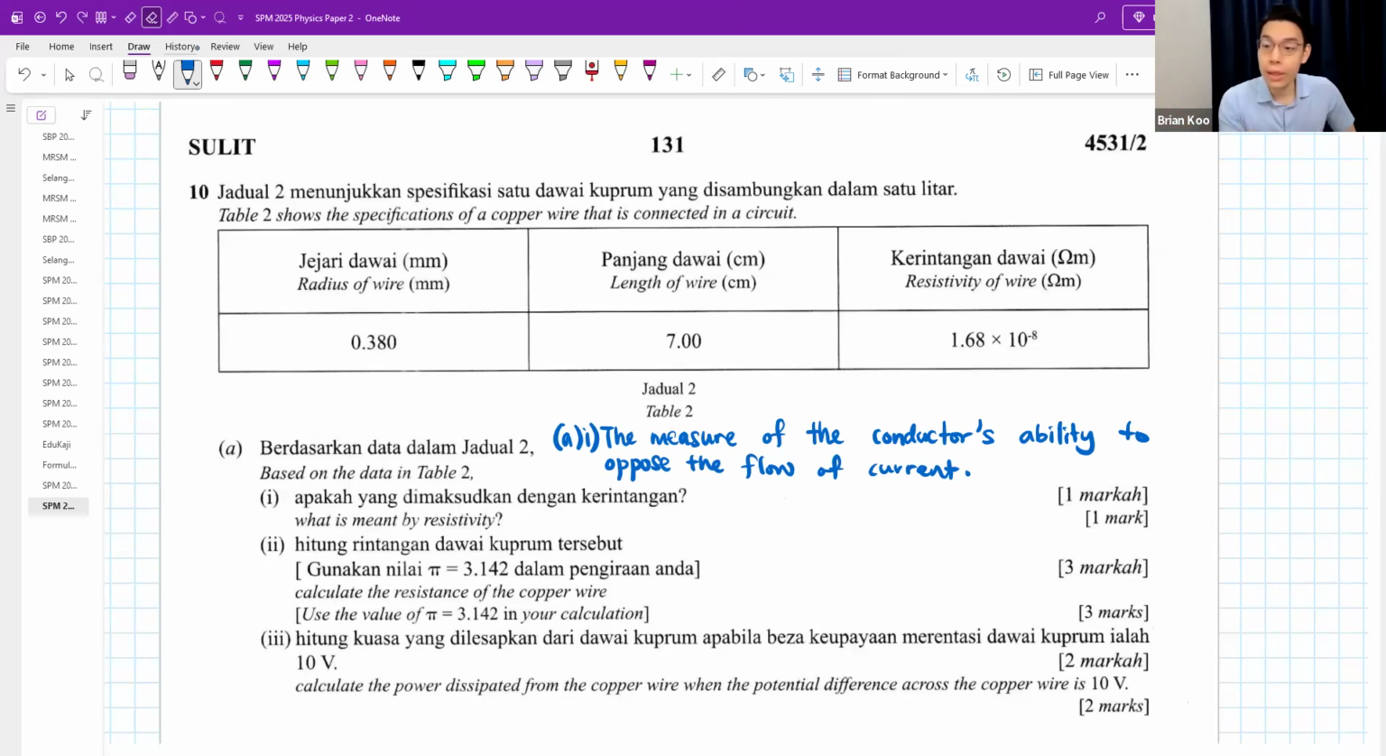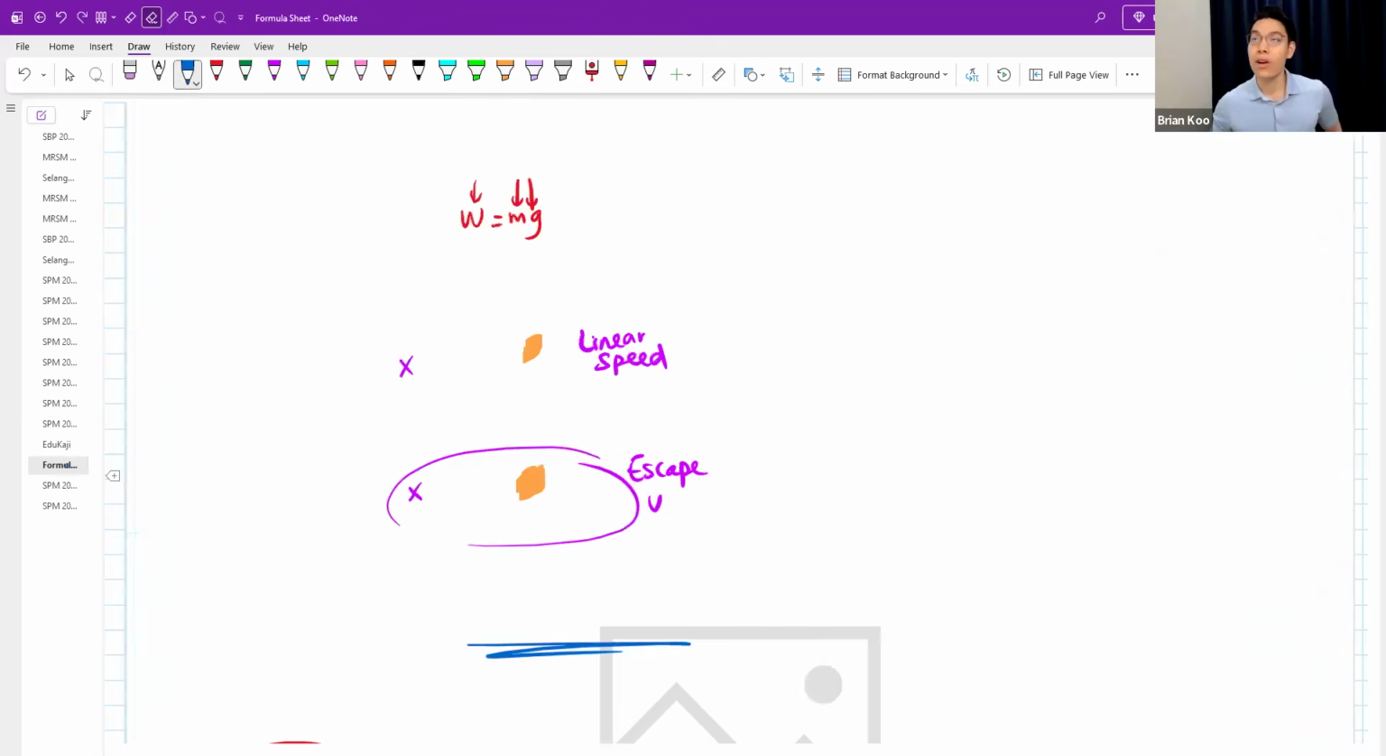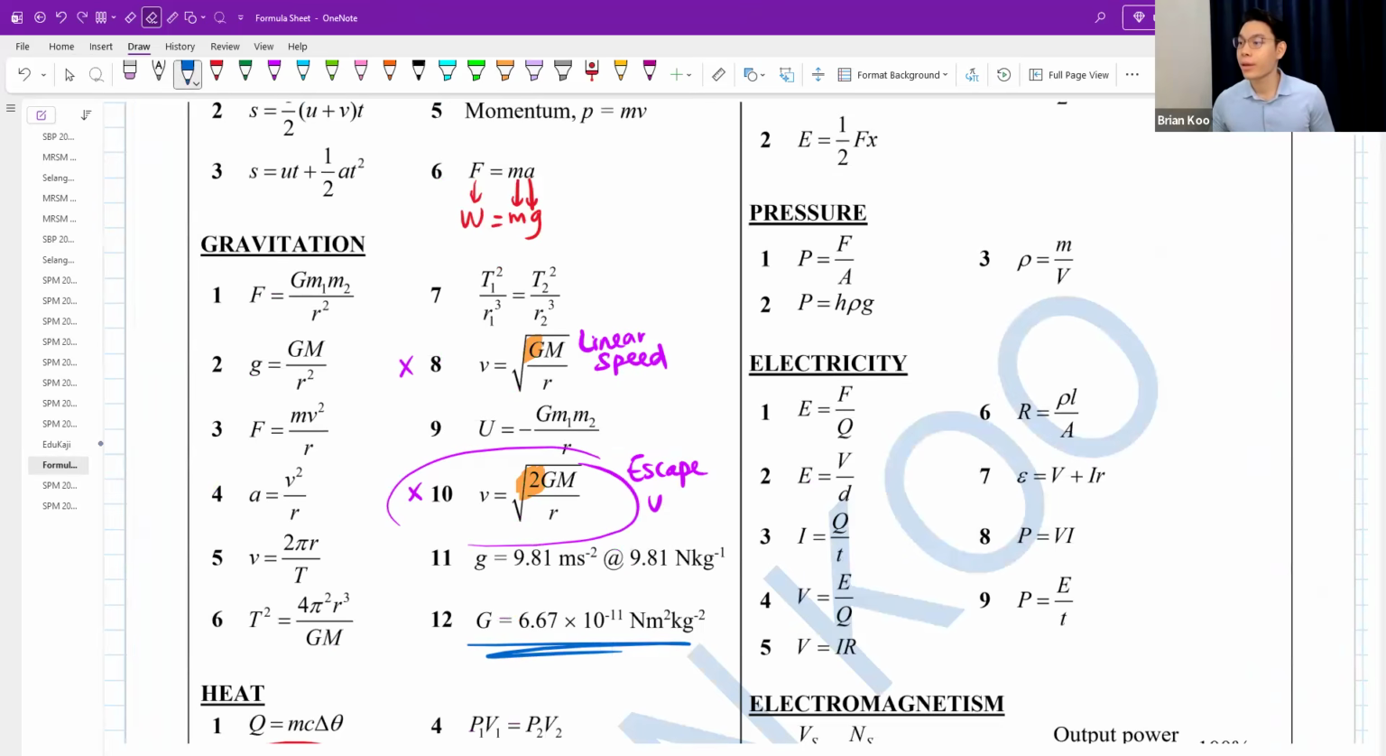Okay. But to calculate the resistance of the copper wire, use pi equals to 3.142 in your calculation. Okay, this has probably something to do with the area of a circle. The formula is that R equals to rho L over A, that one. Okay, let me show you. This one. Okay, you sub in the resistivity, the length, as well as the area will do.